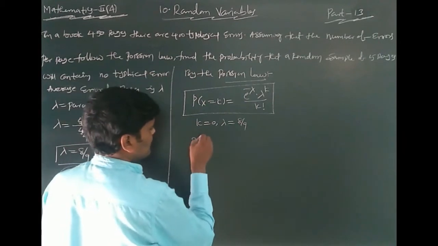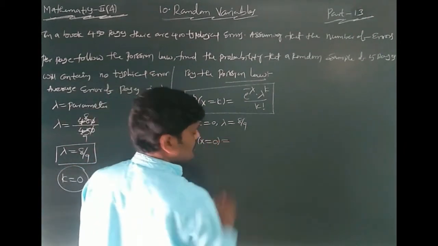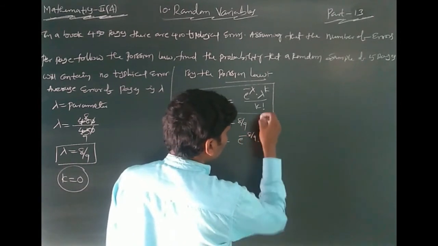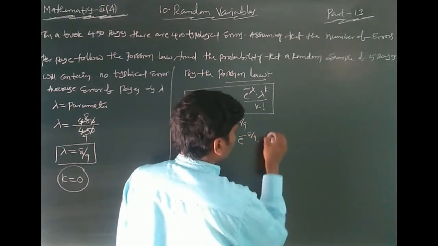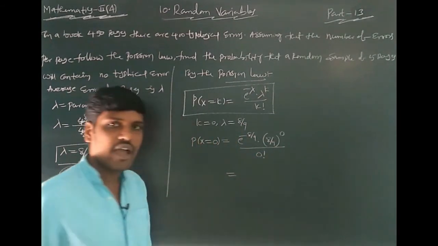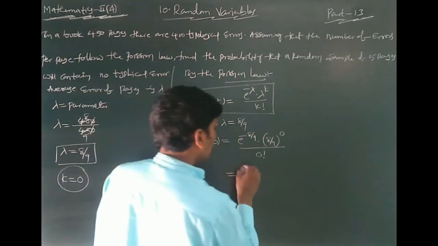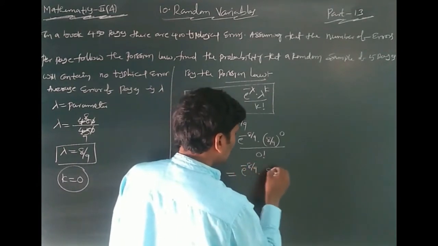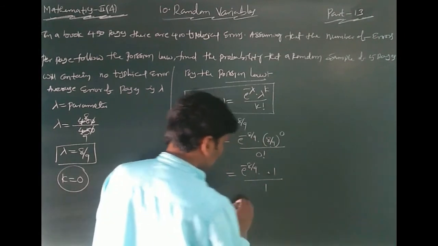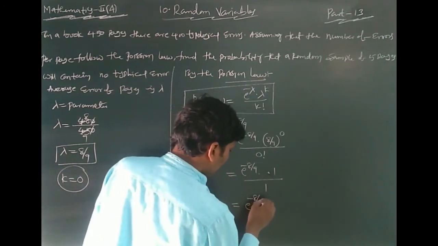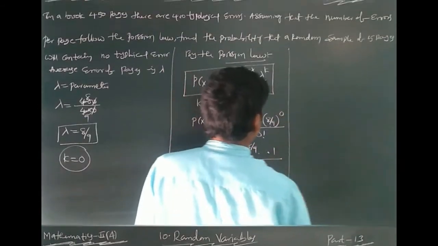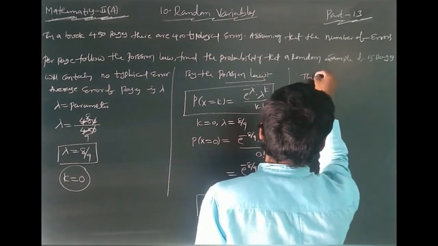That's why you can write P of x equal to 0 is equal to e power minus lambda, 8 by 9, into lambda power k, 8 by 9 whole power k, where the k value is 0, by k factorial, nothing but 0 factorial. This can be written as e power minus 8 by 9 into 8 by 9 power 0, which is 1, by 0 factorial, also 1. You can write e power minus 8 by 9. This is the probability of no typological error.